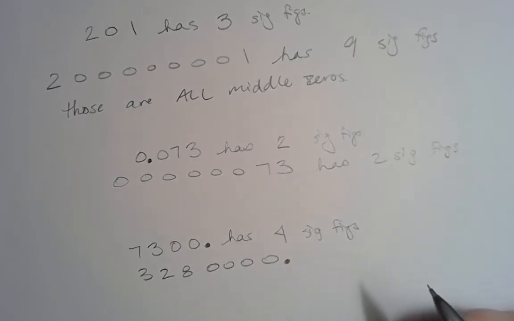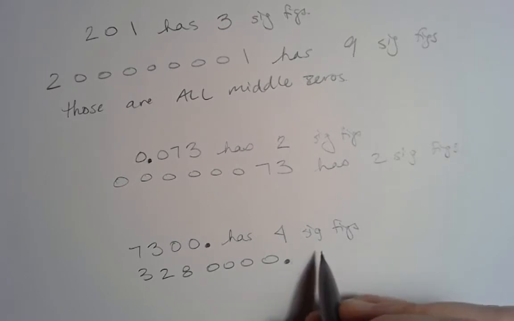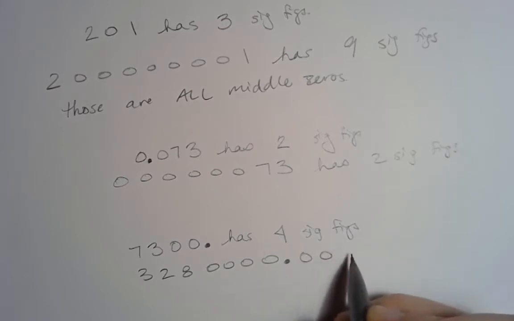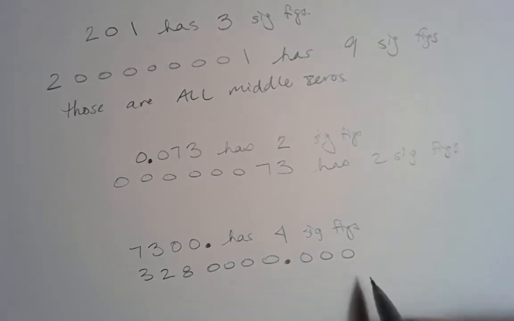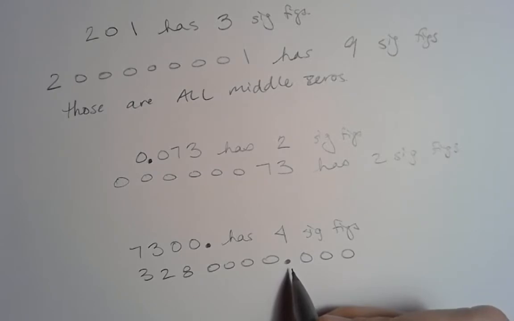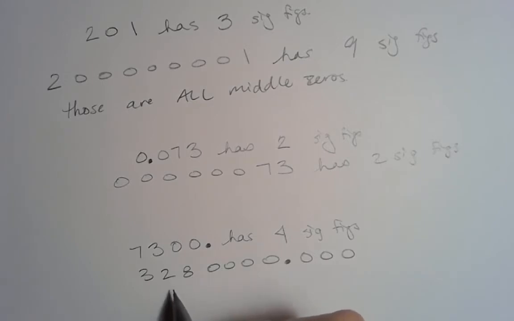Now, we just wrote that decimal. Actually, I'm gonna keep this thing going just to prove a point. These are all ending zeros, and we've got a trailing decimal somewhere in the mix. All of those are significant. 3 is significant, 2 is significant, 8 is significant.